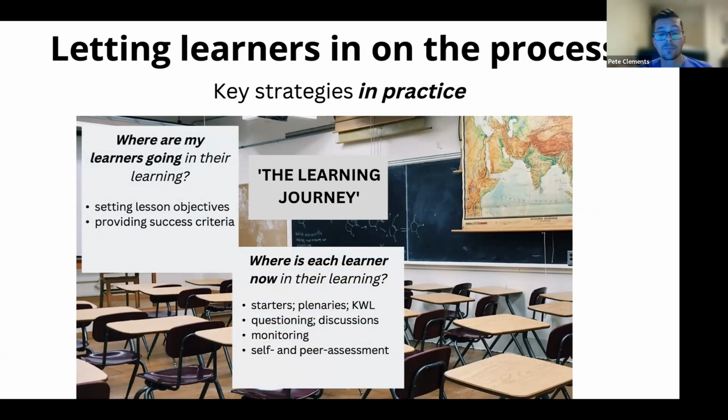The next part of the journey would be to establish where are the learners now in their learning. So we know what the objectives are, but we need to understand what learners can already do or what they already know about a topic or what skills they already have in order to understand how they can move forward and what they need to move forward. So there's various strategies we might use in the classroom to help establish this, from starters, which establish what learners already know, plenaries, which show what they've learned within a lesson, for example, and what information gaps they still have, or knowledge skills gaps they still have.